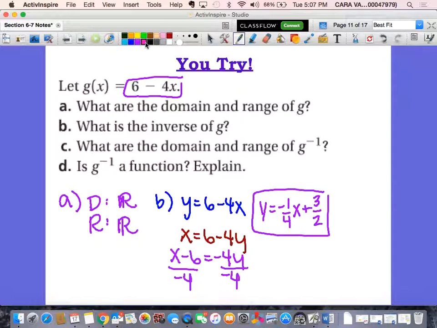On C, it says, what are the domain and range of the inverse? Well, I look at my original. They were both all real numbers. So that stays the same, even if I switched them. And then on D, it says, is this a function? Explain. Yes, this is a function. It is a linear equation. It will pass the vertical line test. I will have x values that don't repeat themselves, so this is a function.